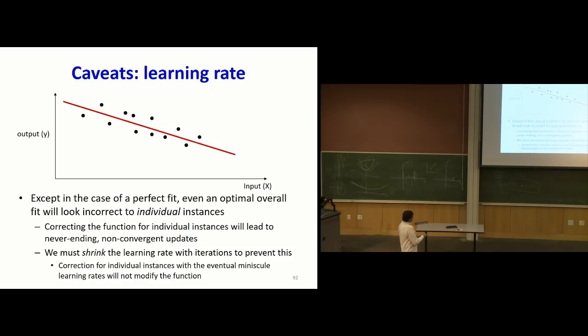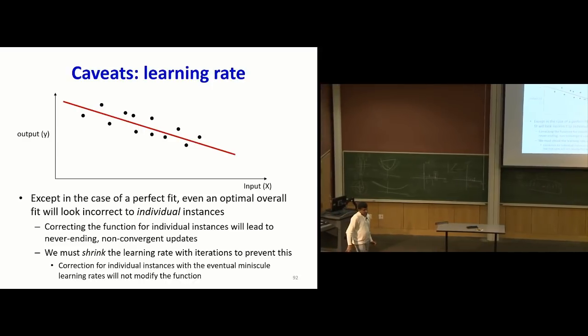So what we want to do is to shrink the learning rate with iterations to prevent this. In other words, in the beginning, for every individual training instance, I'm going to make a correction. But the corrections I make are going to get smaller and smaller and smaller with time, because if they didn't, then this process will never converge. The thing is going to keep bouncing around, always following the latest training instance. Clear to everybody?